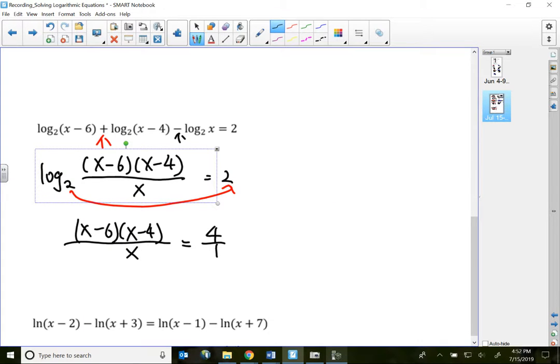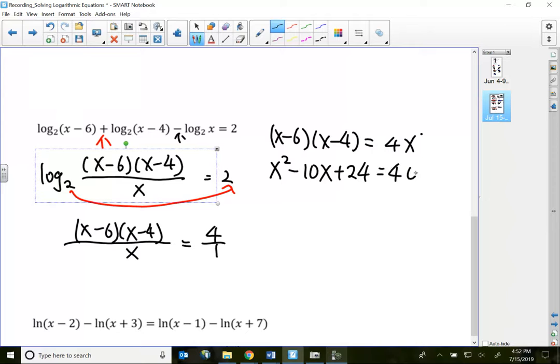So this one, I got to multiply it out. So this is actually a quadratic equation. So I'm going to write it out first. (x minus 6) times (x minus 4) is equal to 4x. All right, for your method, that will tell me that's x squared minus 10x plus 24 equal to 4x. All right, move the 4x over, so that will become x squared minus 14x plus 24.